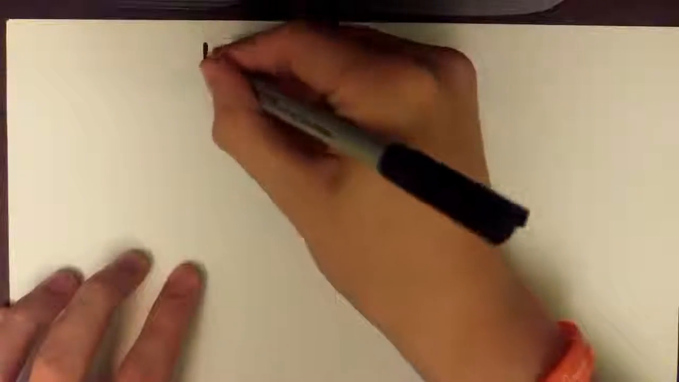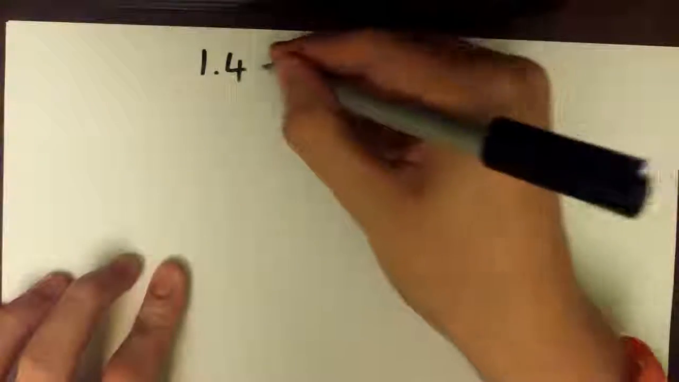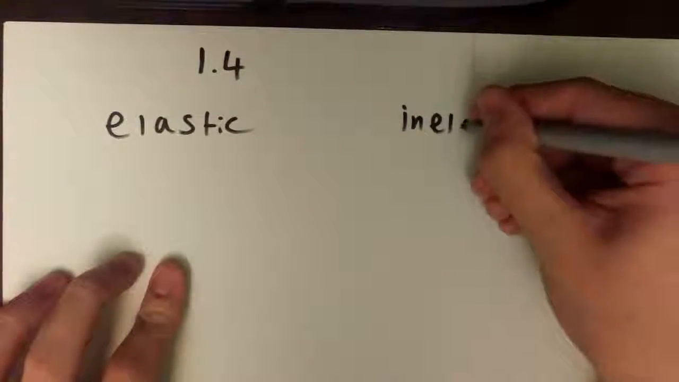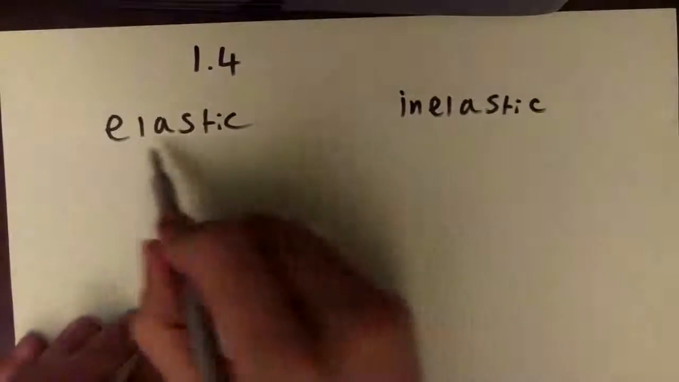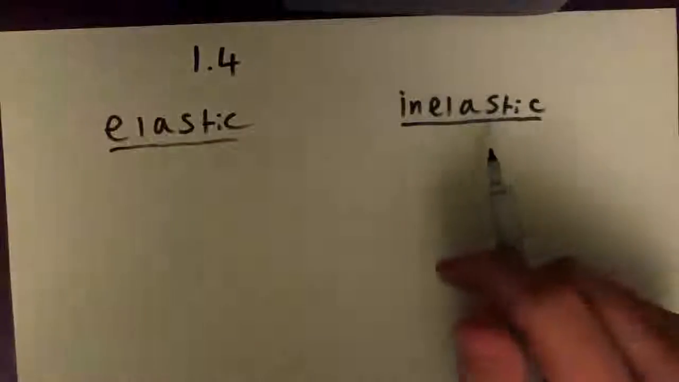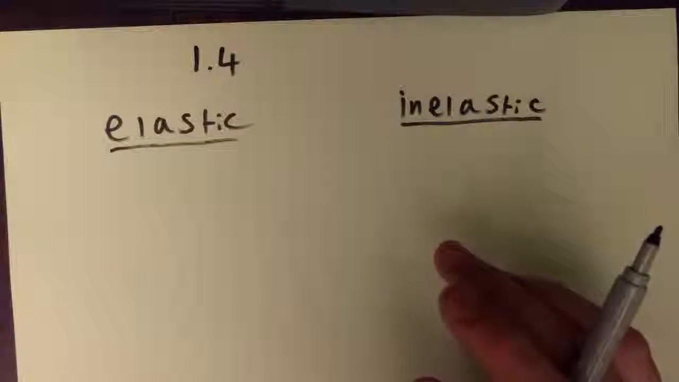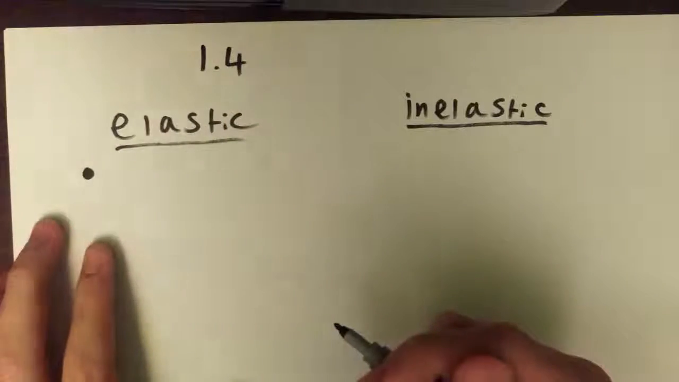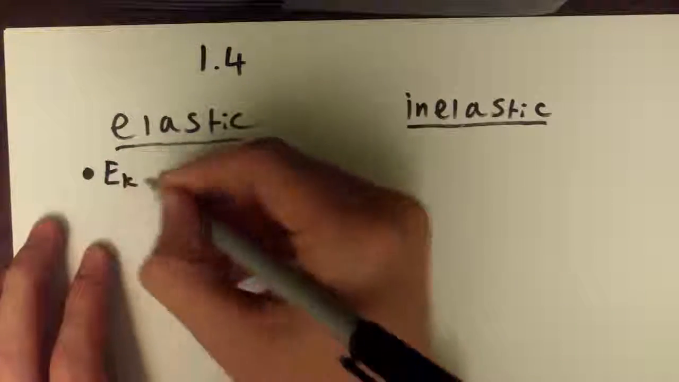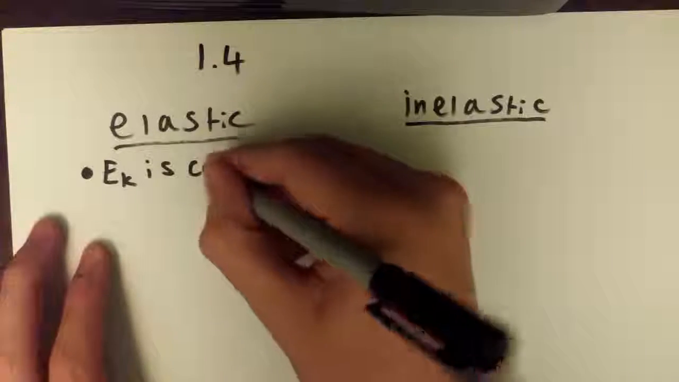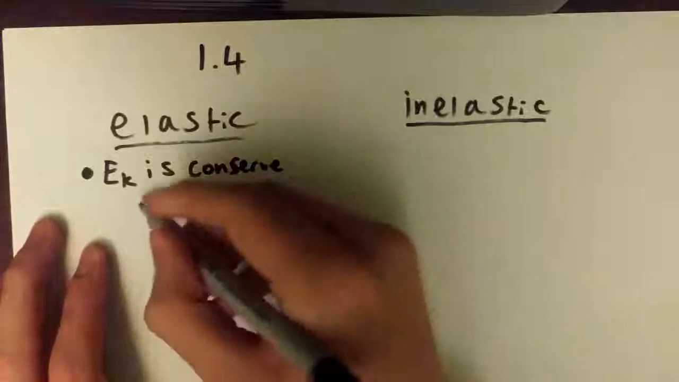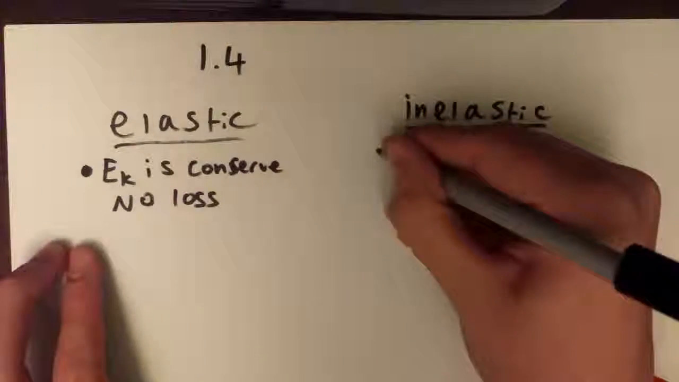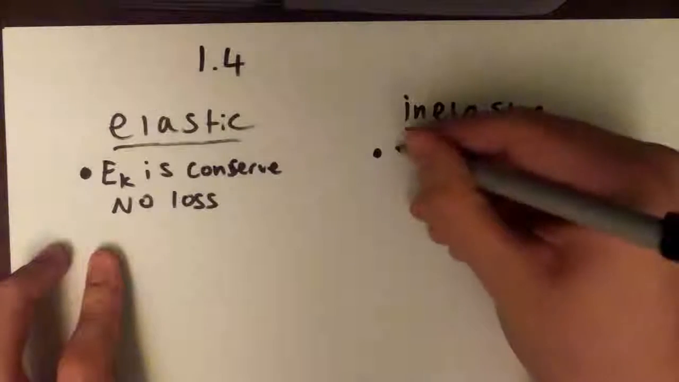In this video we're going to be doing chapter 1.4, which is elastic and inelastic collisions. Now, we have to differentiate between these two. So what we want to think is that in an elastic collision, all kinetic energy is conserved, or there's no loss in kinetic energy.